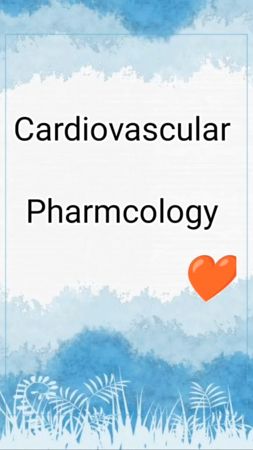HMG coenzyme A reductase inhibitors, like atorvastatin, simvastatin, and rosuvastatin, are helpful in decreasing the LDL level more than other drugs. So if you want to decrease the LDL cholesterol level, these drugs are preferred. These drugs inhibit conversion of HMG coenzyme A to mevalonate, a cholesterol precursor. They also increase LDL recycling. They decrease mortality in coronary artery disease patients.